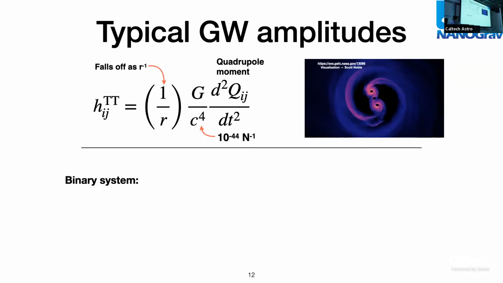So we've got an expression for the strain of the gravitational wave here, and it's going to fall off as 1 over the distance to the source of the gravitational waves. We have some fundamental constants here that are quite small. And then we have the second time derivative of the quadrupole moment. So the quadrupole moment in this case is going to be proportional to something related to the mass scale of the system that we're looking at, multiplied by some length scale of that system squared.